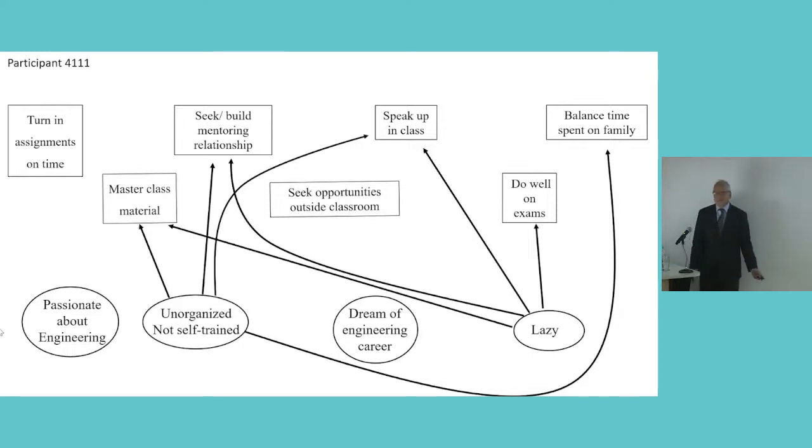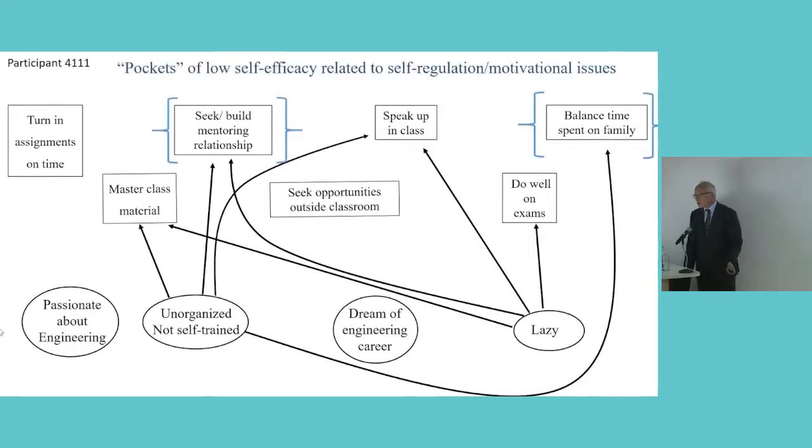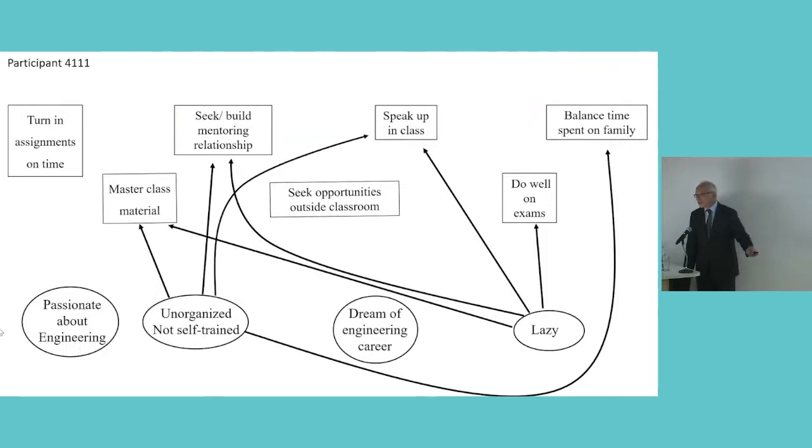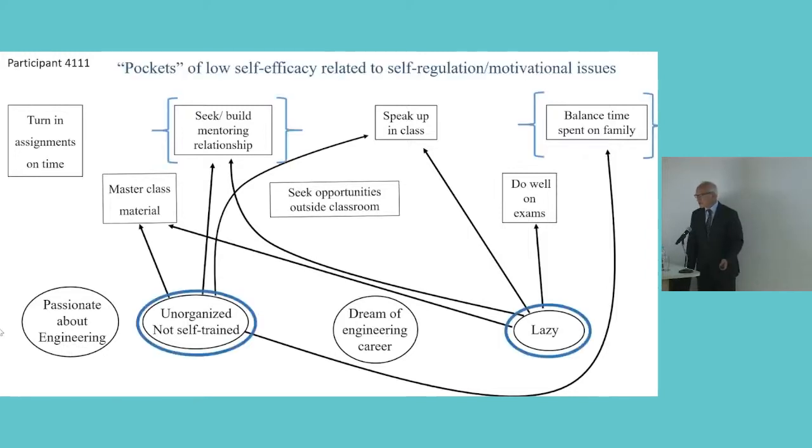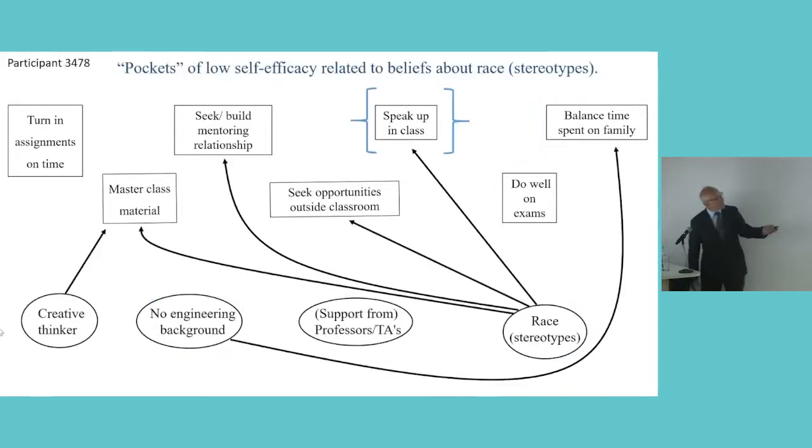They also have a low sense of self-efficacy, even though that's not shown here. This person has pockets of low self-efficacy that also include seeking out a mentor. They can't seek out a mentor because they're so lazy, they don't get themselves to talk to the mentor. This person can't speak up in class either. It's because he's the only black student in the engineering class. I don't believe I have his essay. He actually tells us, well, it's hard for me to speak up in class. I'm the only black student in class.